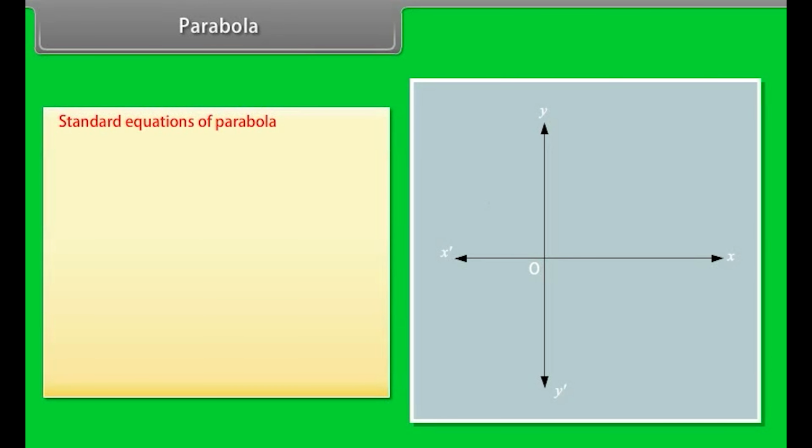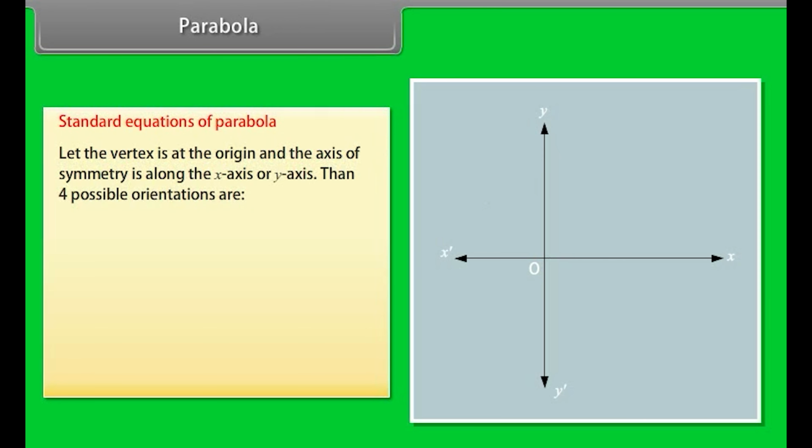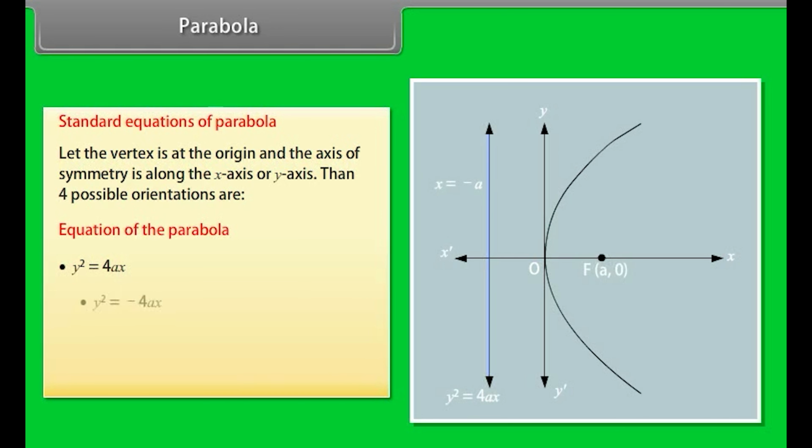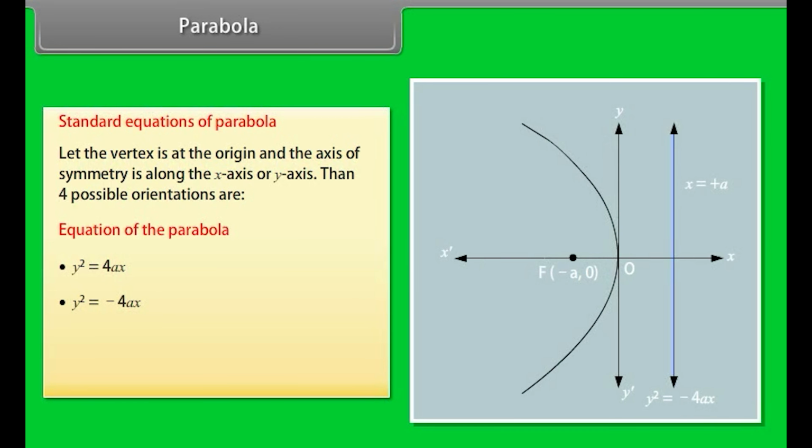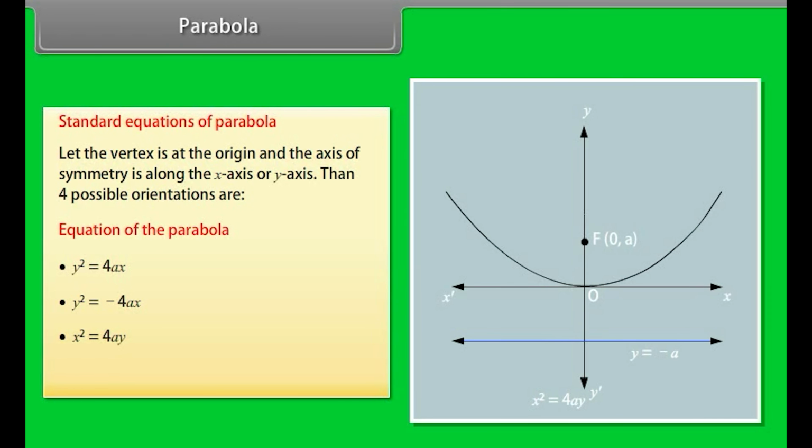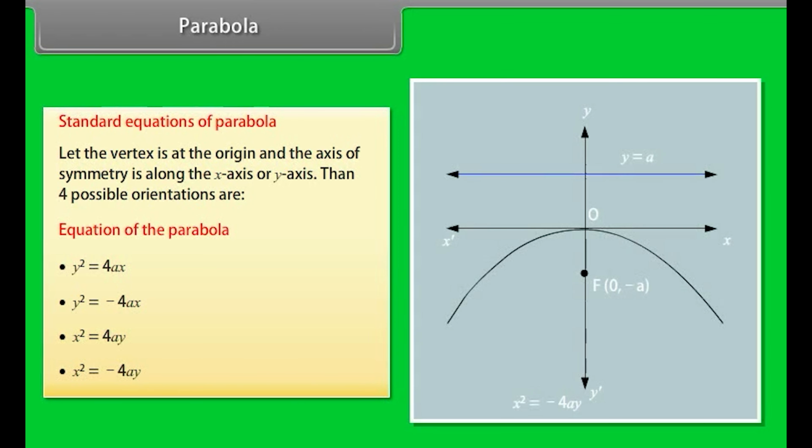Standard equations of parabola. Let the vertex be at the origin and the axis of symmetry be along the x-axis or y-axis. Then, four possible orientations are: equation of the parabola y² = 4ax, y² = -4ax, x² = 4ay, x² = -4ay.